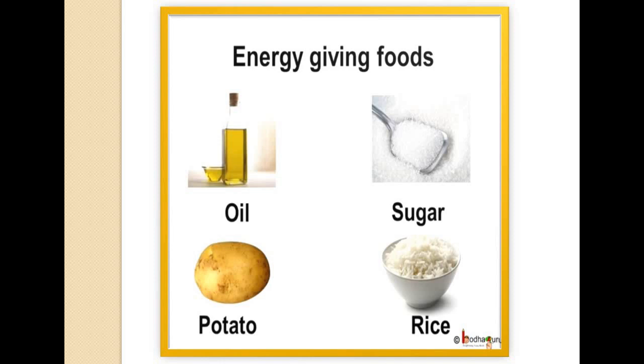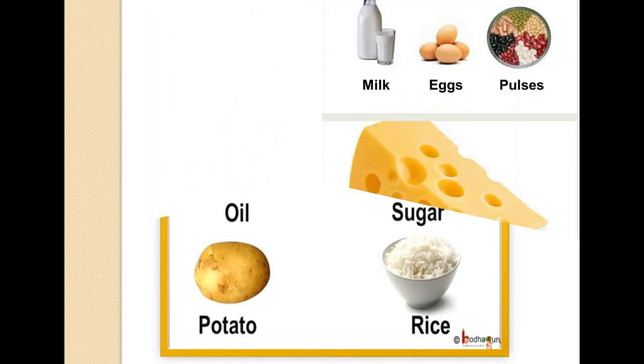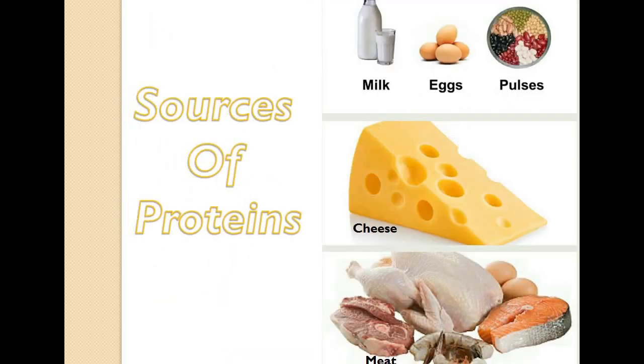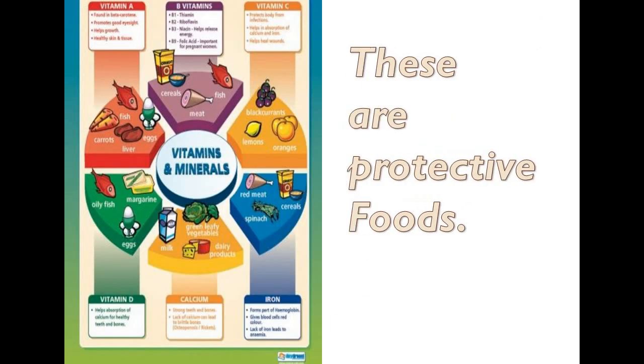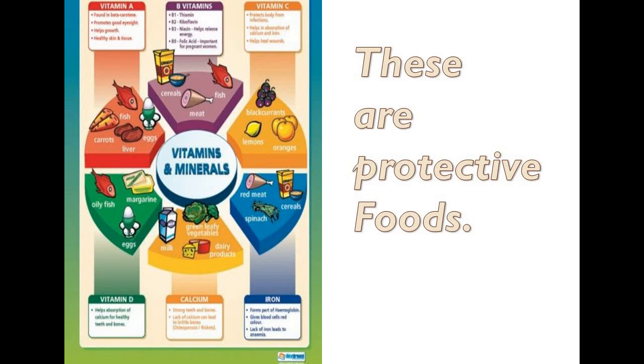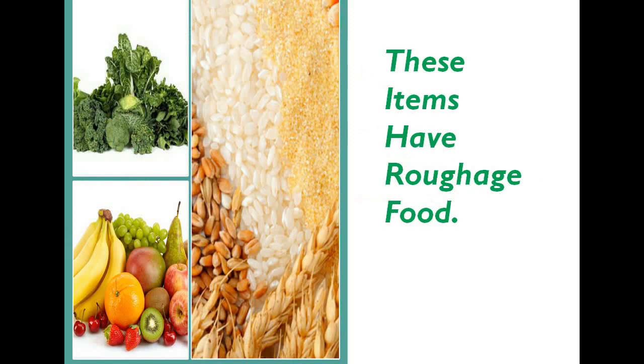In this picture, all the foods it contains are energy giving food. Oil is the resource of fat, and sugar, potato and rice are the resource of carbohydrate. In this picture, all the food materials are the resources of proteins. This picture is showing you that there are many types of vitamins and minerals.